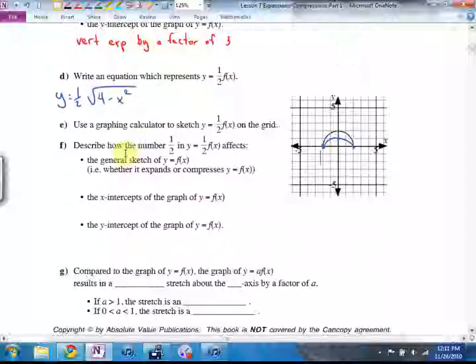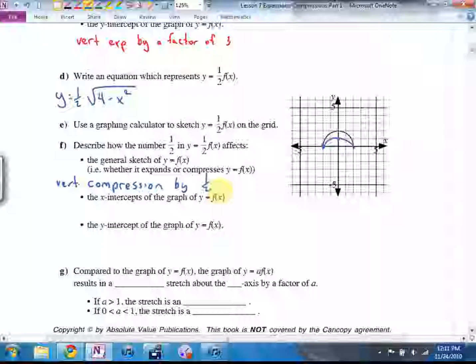So, it says, describe how this affects the general sketch. Vertical compression by a factor of 1/2. I'm going to stop writing a factor of. I'm just going to write by 1/2. But I guarantee on the test, if it's multiple choice, I'll use the proper phrasing, so don't let it scare you.